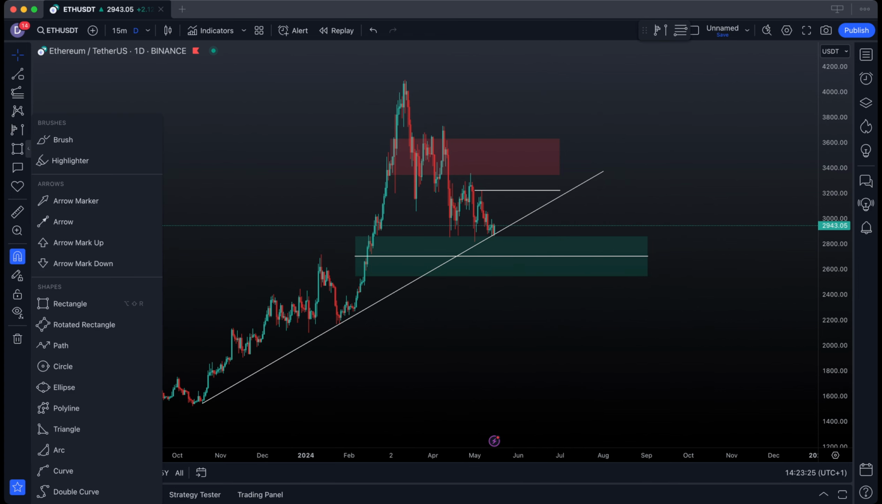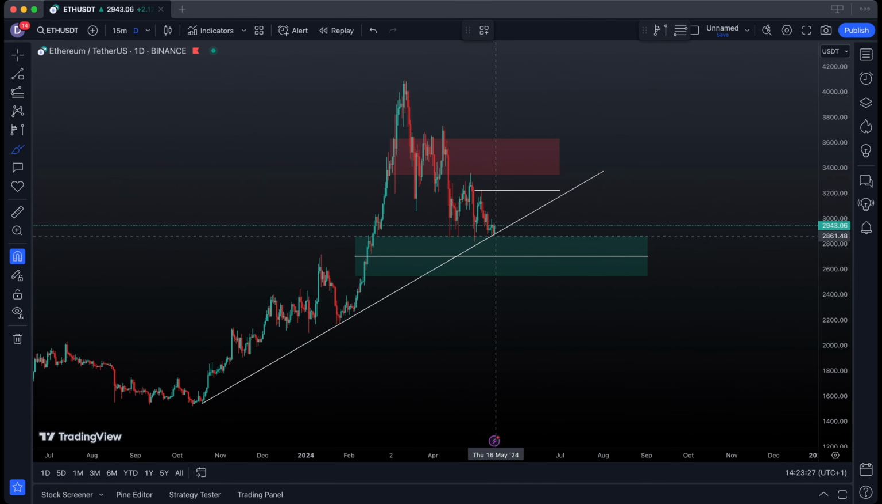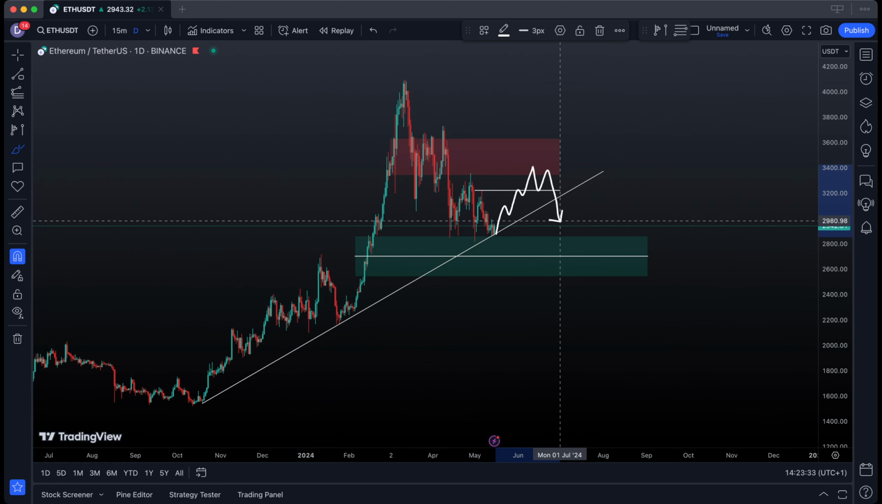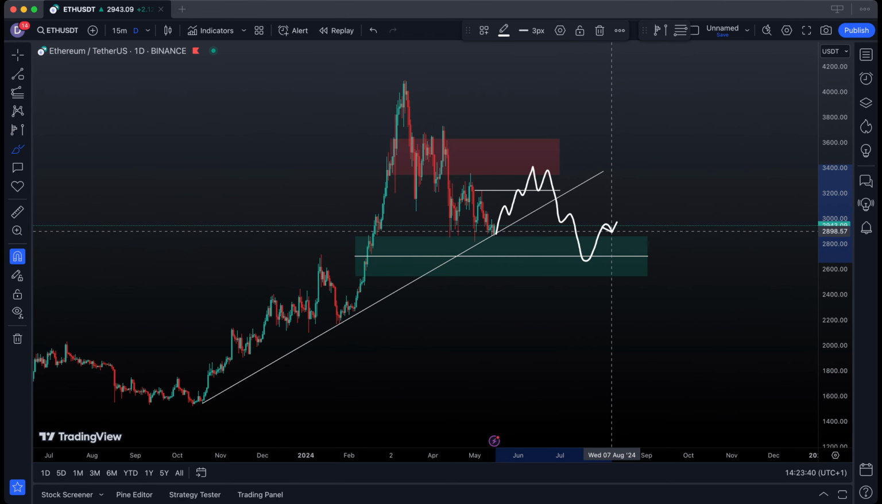It'd be really nice if we see something along the lines of this, where we come out, a little fake out over here potentially, and then come back down to $2,700 before coming up higher.